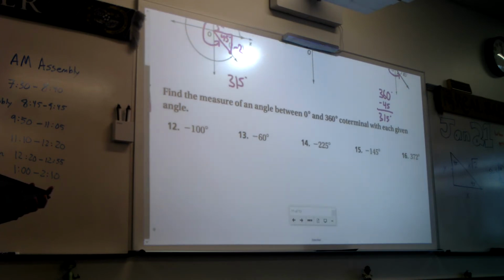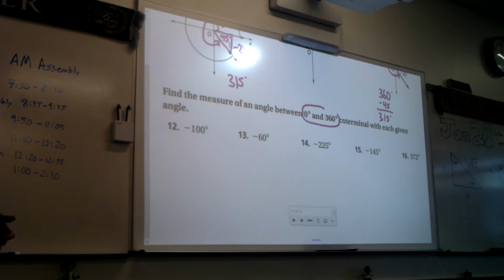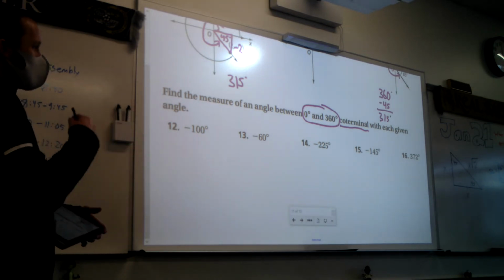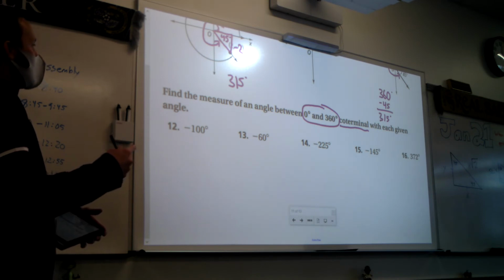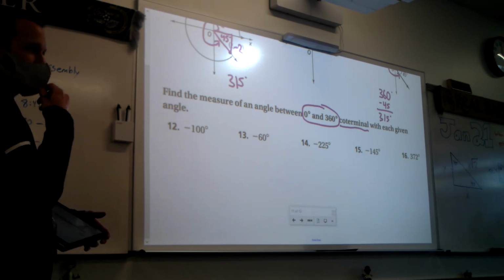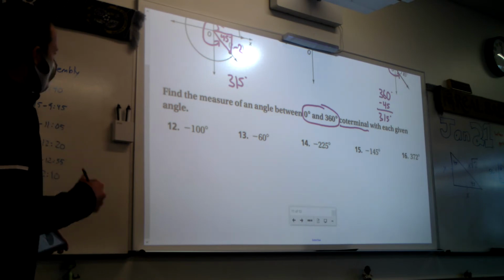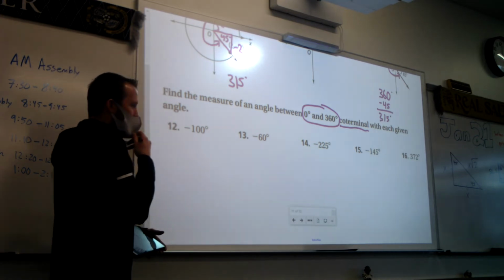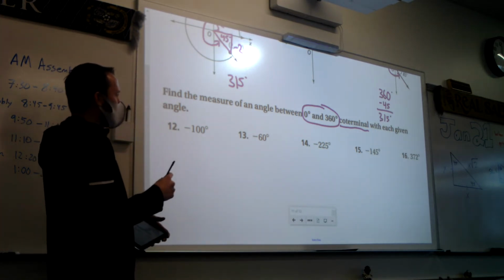Okay, now on this next one, let's read the instructions. Find a measure of an angle between 0 and 360 that is coterminal with each given angle. So again, what does coterminal mean? Share the same terminal side, which means how far apart are they? 360. There you go. So here's the thing, if you have a negative angle, you can find coterminal angles by adding 360 or subtracting 360.